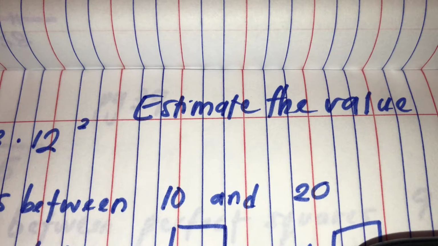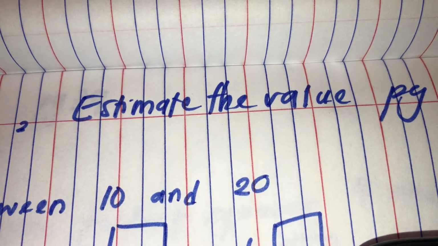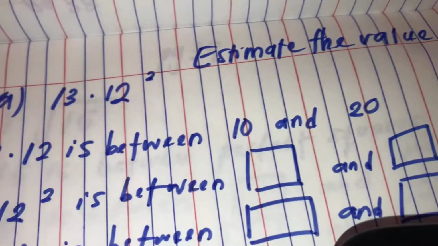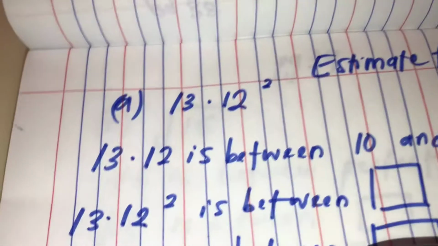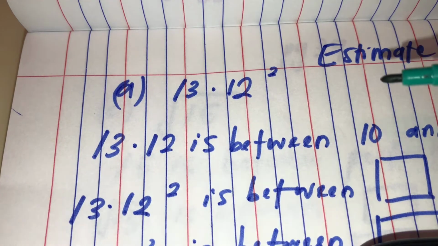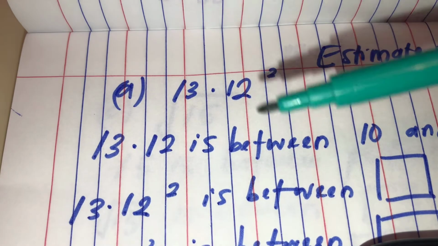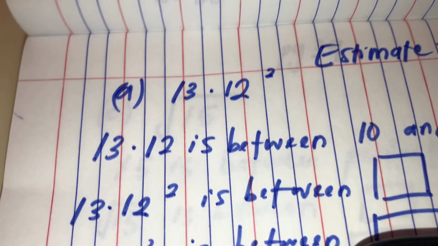Now next we go to estimation. Estimate means you don't know the exact value, let's say you cannot use a calculator, but you have already memorized perfect squares. For estimation, you have to find the nearest value that is suitable for the question. For example, you can refer to your workbook page 39. The question wants you to estimate the value of 13.12 squared. The question already gives you that 13.12 is between 10 and 20.